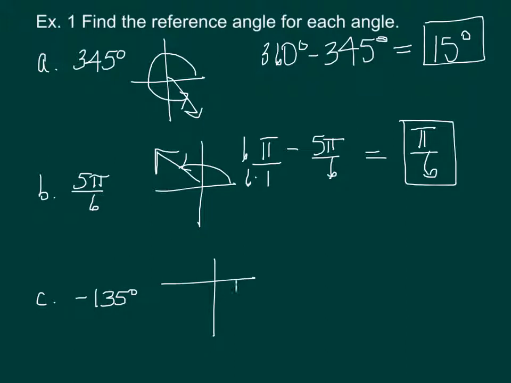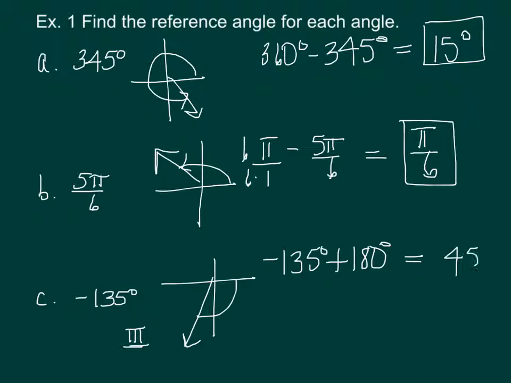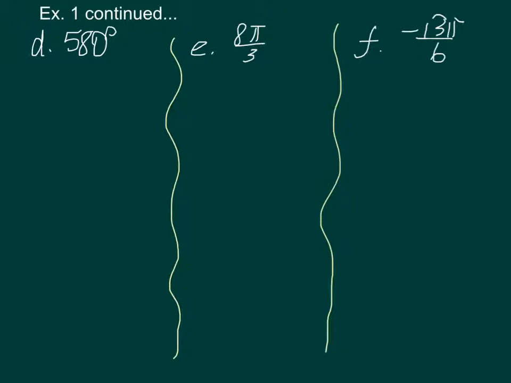Part C, negative 135 falls in quadrant 3. In this case, we would do the angle minus 180, but since it's negative, we're going to add 180, which in turn gives us 45 degrees. In examples D, E, and F, you're going to notice that the angle is either larger than 2 pi or it is negative. In this case, we have to use coterminal angles.